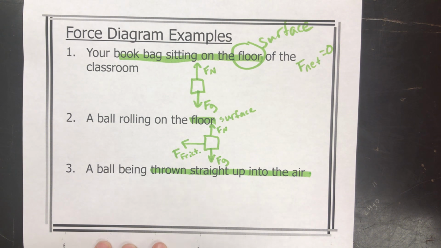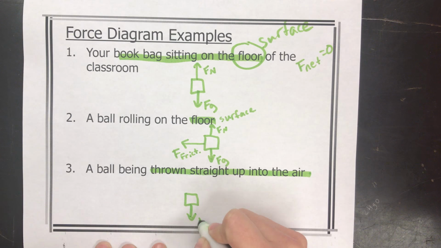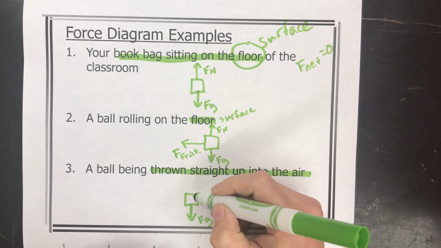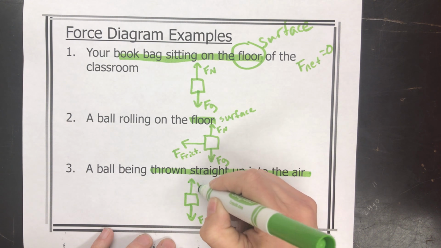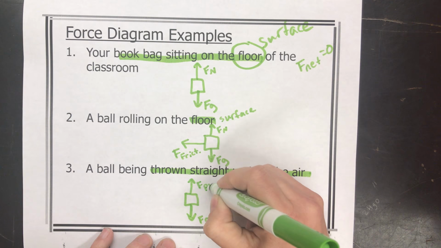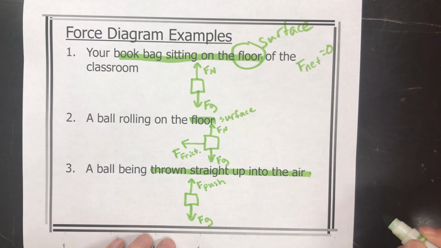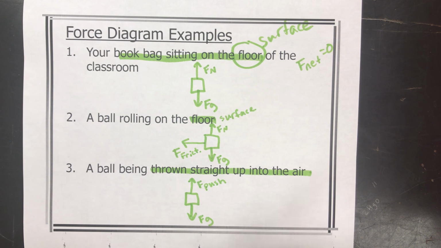Now 3, a ball being thrown straight up in the air. Okay, being thrown straight up in the air. Again, draw a box. Everything should have Fg. And since it's being thrown, it doesn't have an Fn this time, but it has just an F push. And that's it. There's no FN because there's no surface.